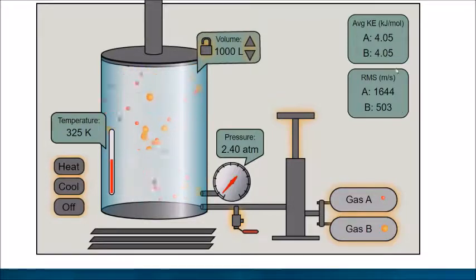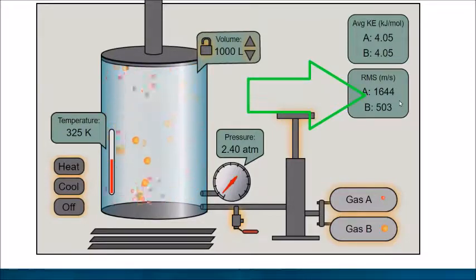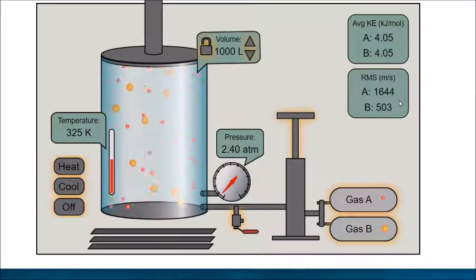And then notice RMS means the root mean square velocity, or in other words, how fast are the molecules going. Molecule A is going 1644, while molecule B is going 503. So what we can get from that is bigger molecules move slower and smaller molecules move faster. And that's necessary because they have the same kinetic energy.